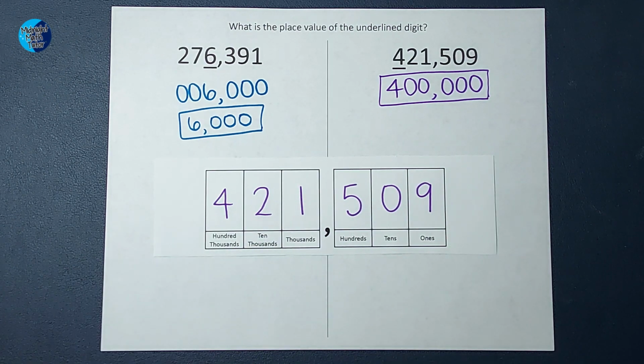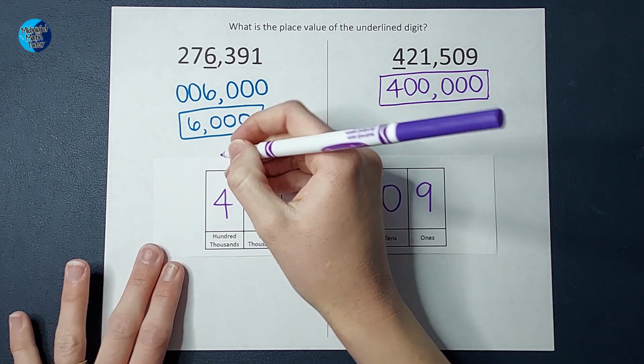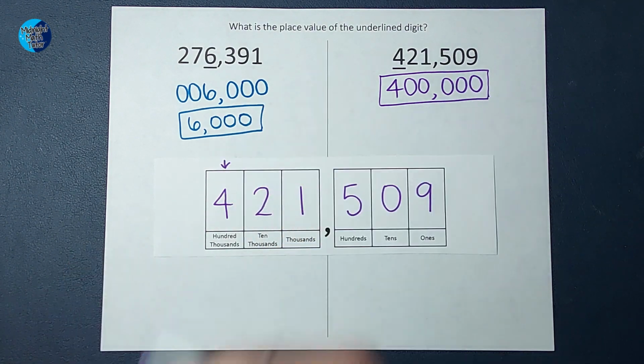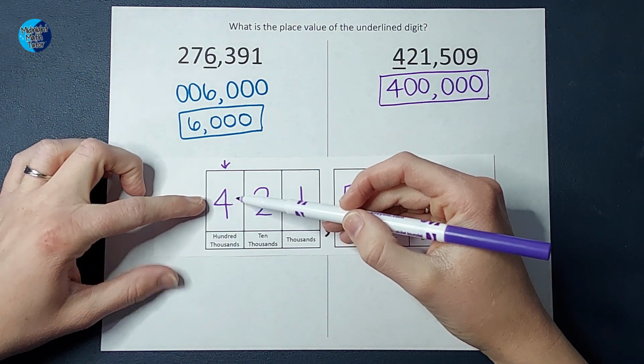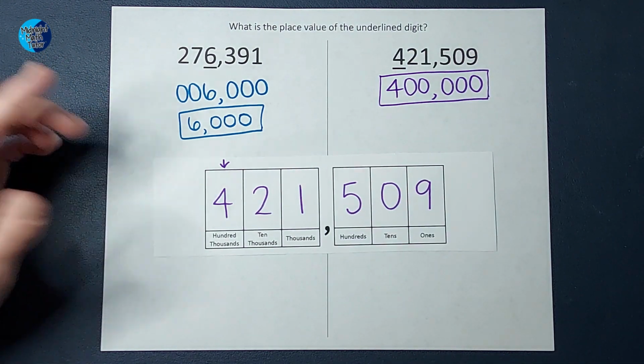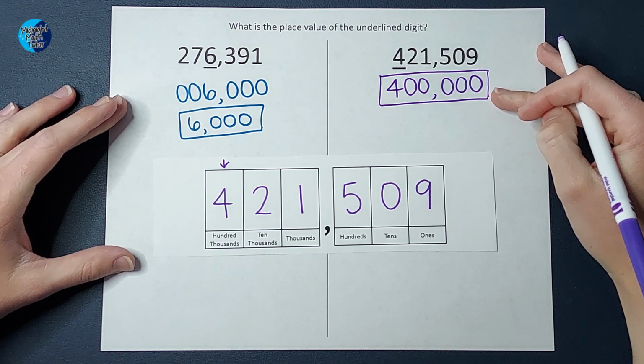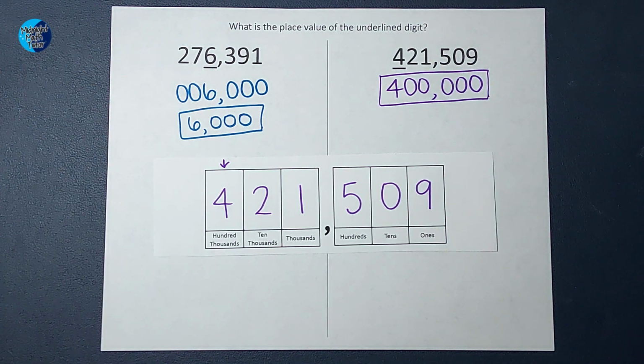Okay. Now, what number do they want to know? They want to know the 4. So that 4 in that place represents 400,000s, or we would just say that as 400,000. All right, I hope this helped.